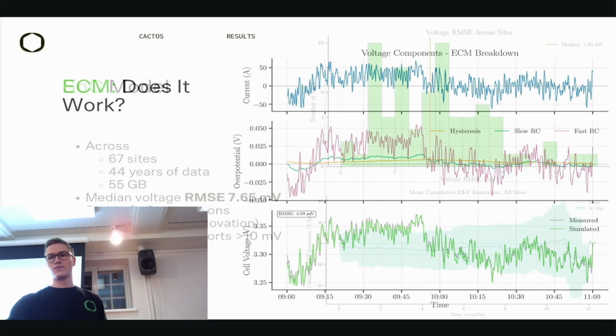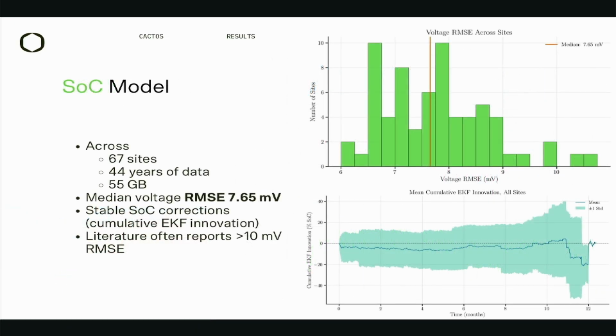So then across a lot more data, here you can see the SOC model results across 67 sites, 44 years worth of data, and 55 gigabytes. Since this model was created on operational data, there is no ground truth SOC to compare to, so the SOC model must be validated indirectly. The goals for the model are both accuracy and stability. So for validation accuracy, I chose the voltage RMSE, comparing the simulated and measured voltage. And for stability, the cumulative Kalman filter innovation across all sites.